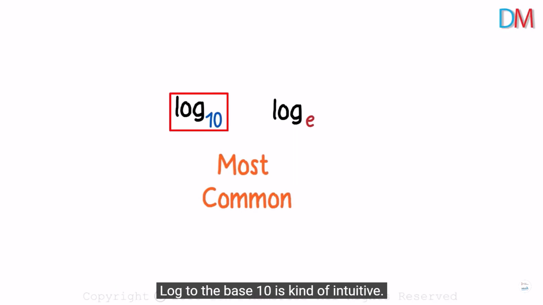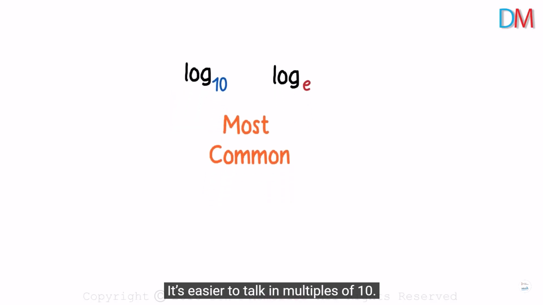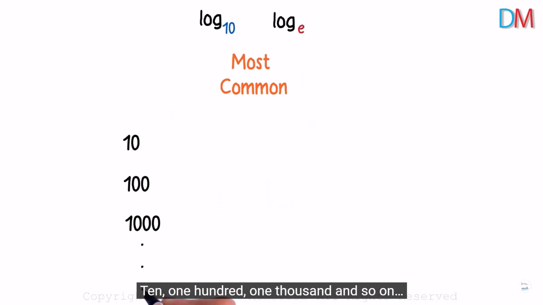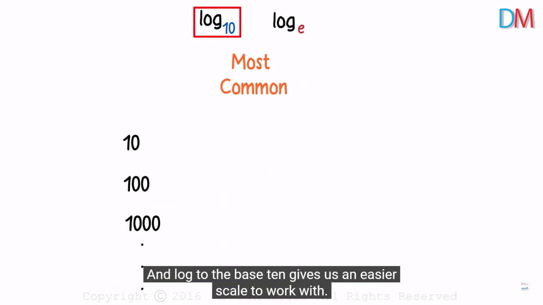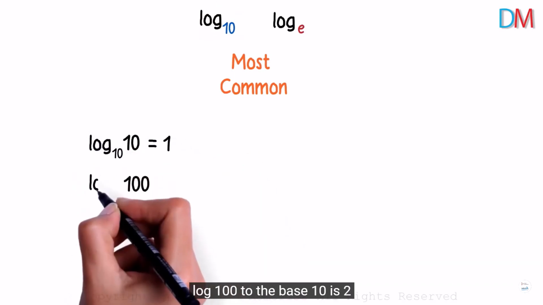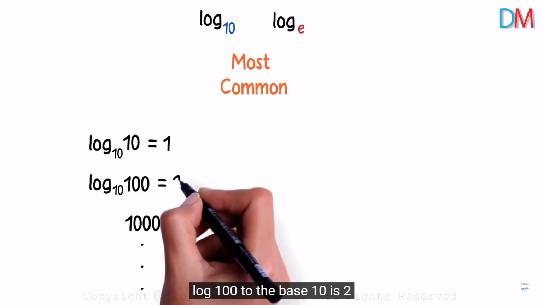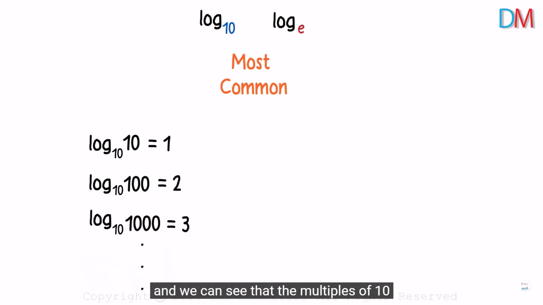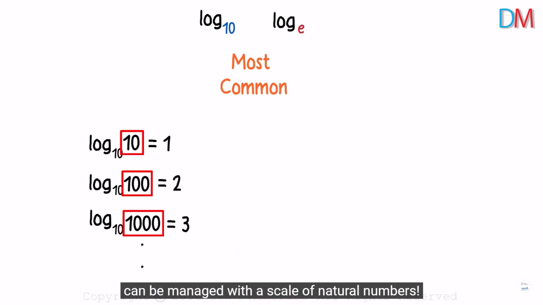Log to the base 10 is kind of intuitive. It's easier to talk in multiples of 10: 10, 100, 1000 and so on. Log to the base 10 gives us an easier scale to work with. Log 10 to the base 10 is 1. Log 100 to the base 10 is 2. Log 1000 to the base 10 is 3. And we can see that the multiples of 10 can be managed with a scale of natural numbers.